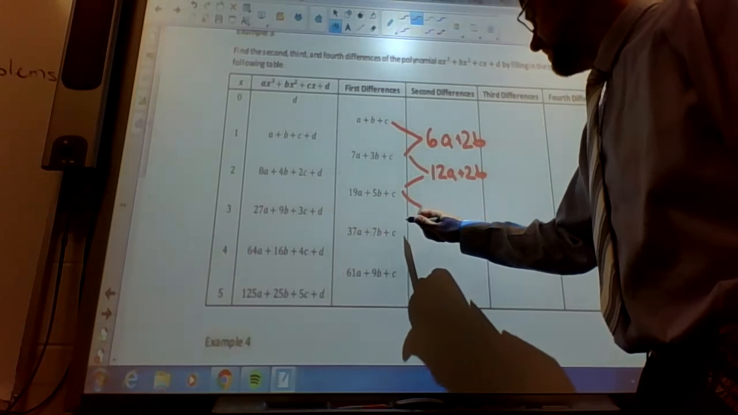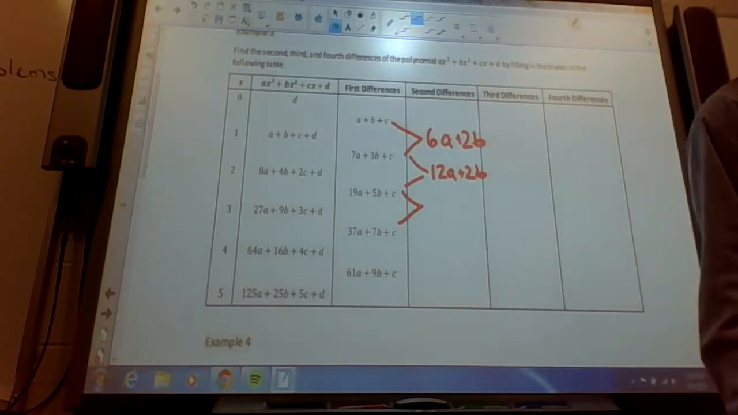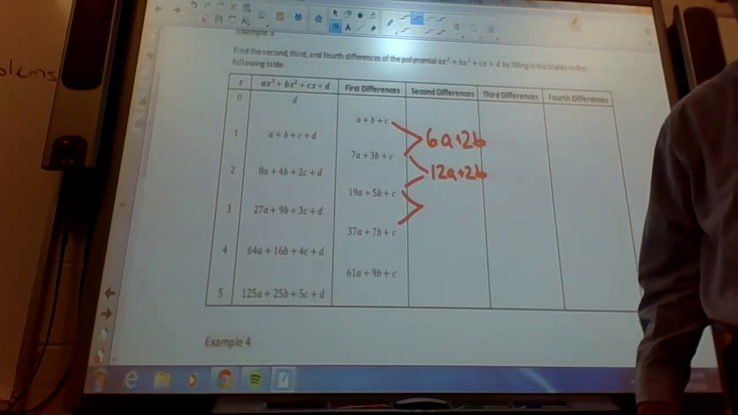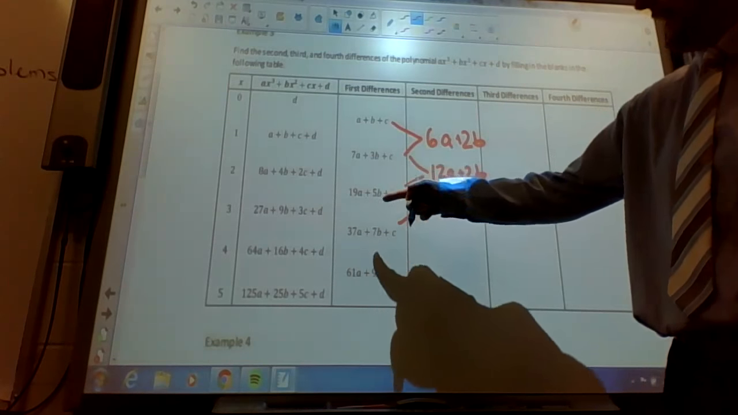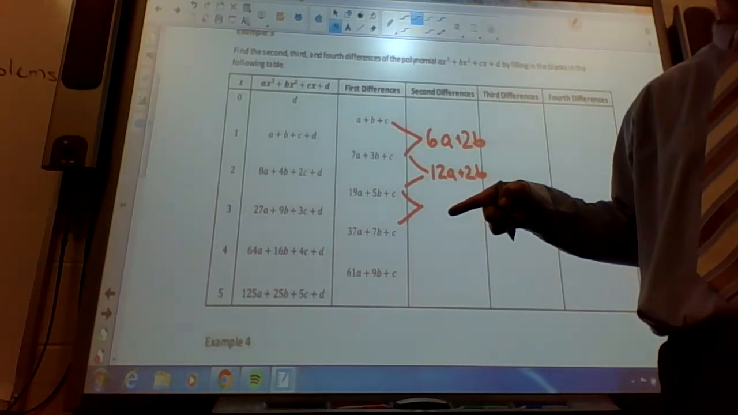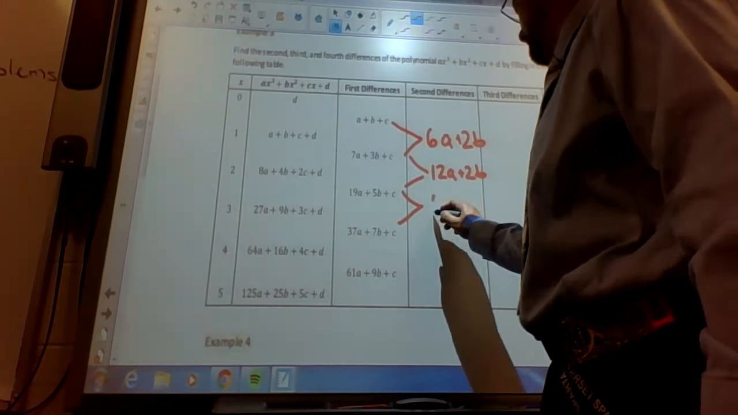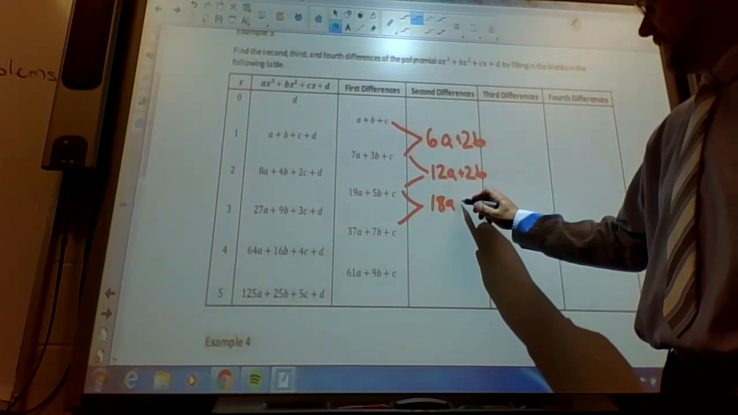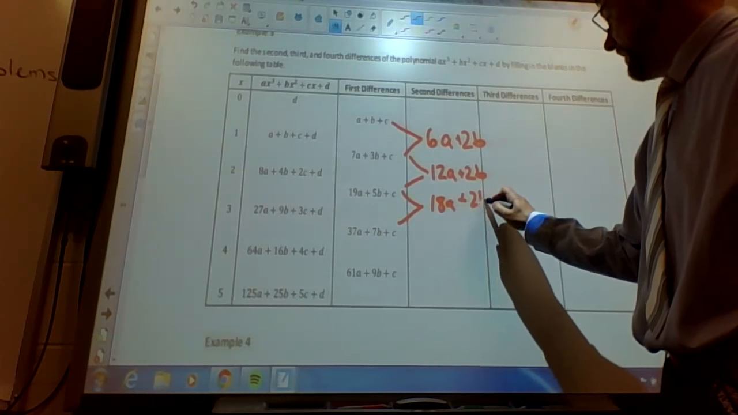Okay. Next second difference. John, I haven't called on you. What have you there? 18A plus 2B. 18A, 37 minus 19. Yeah, 18A. Minus 7 minus 5 plus 2B.